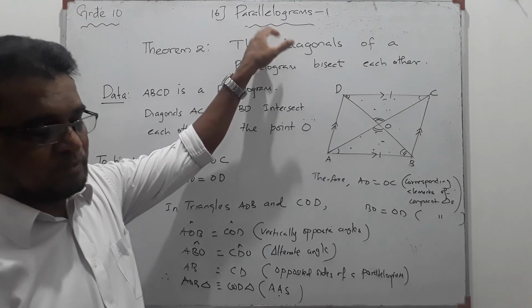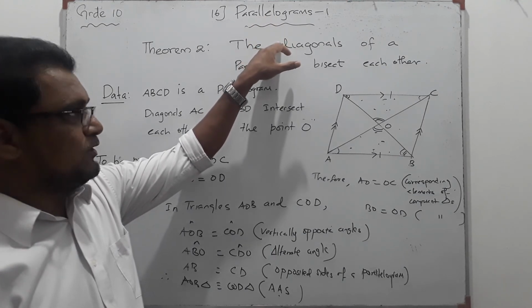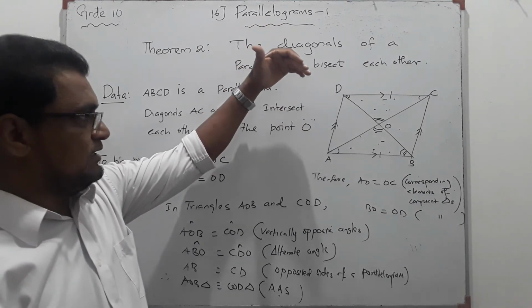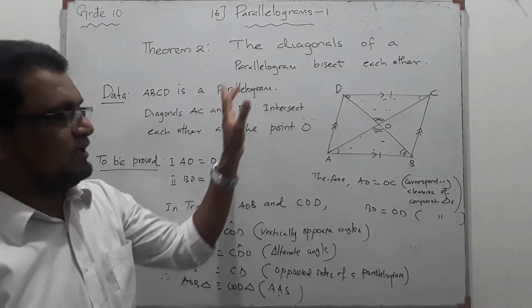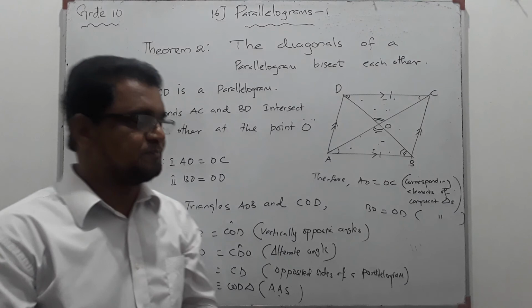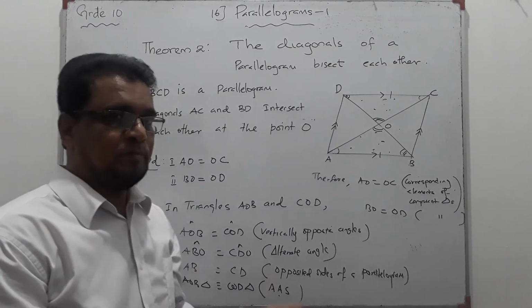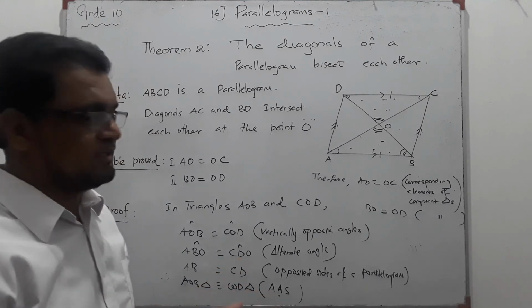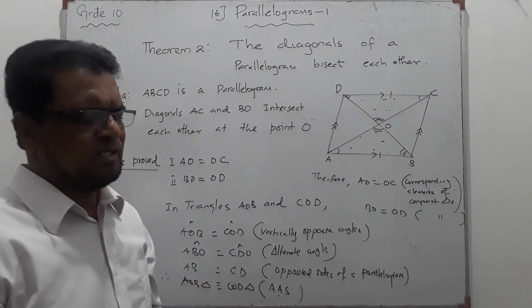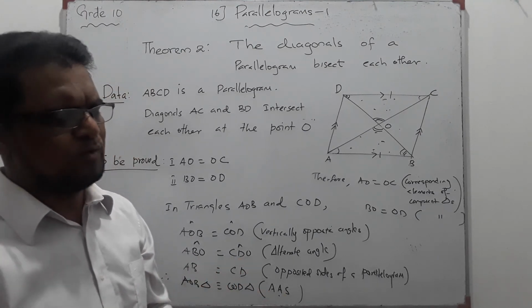There were two theorems here in order to prove the special properties of a parallelogram. There were four properties under the two theorems. So we have our two theorems. There are four other theorems out of six theorems.